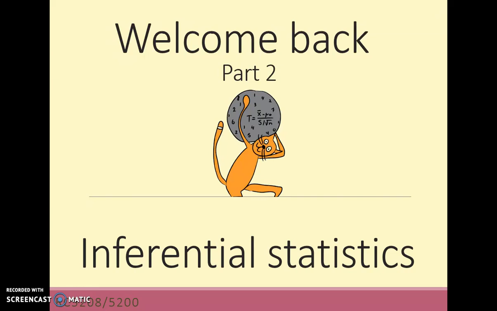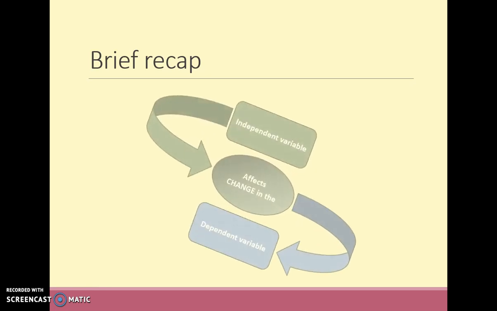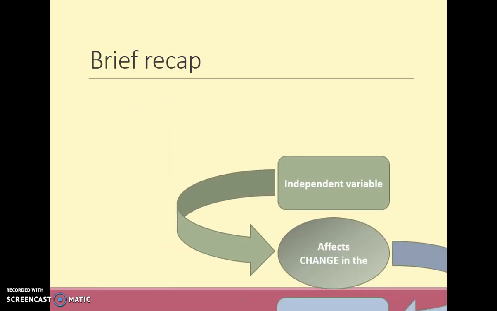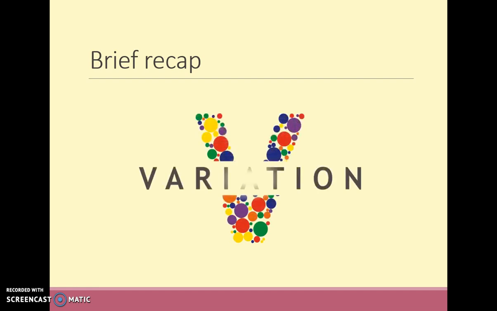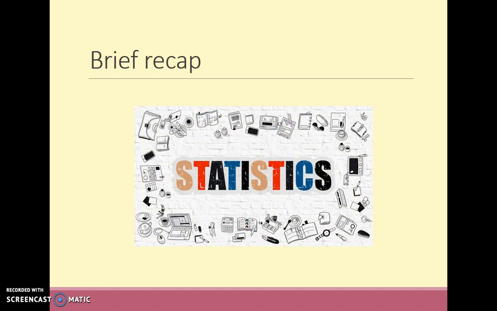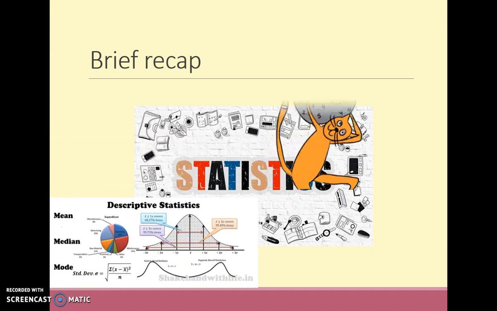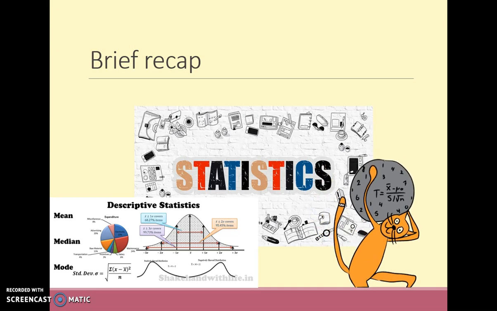Now I just want to briefly recap on where we've got to so far. So in research, in order to understand what factors or variables influence the variation in the things that we're interested in, we used statistics. Now there are two main types of statistics: descriptive statistics and inferential statistics.